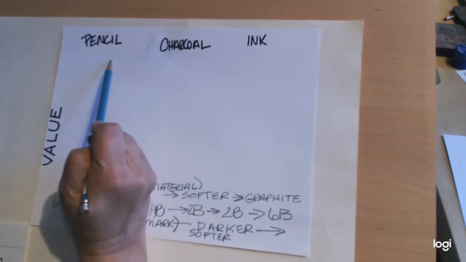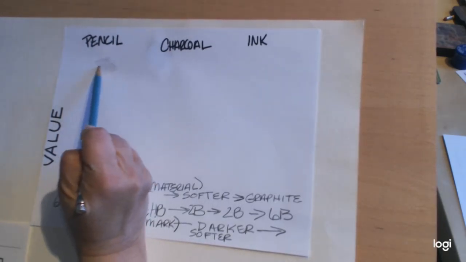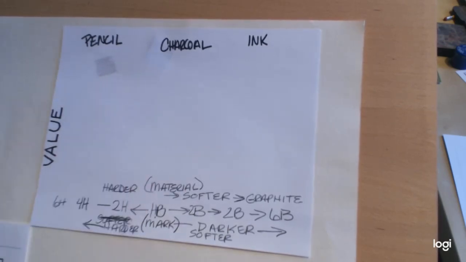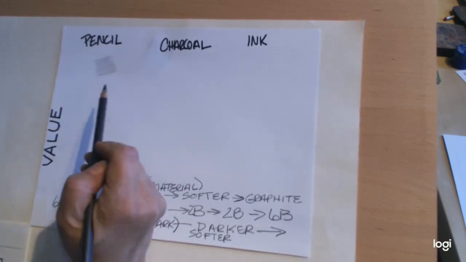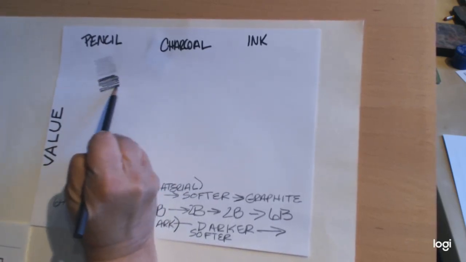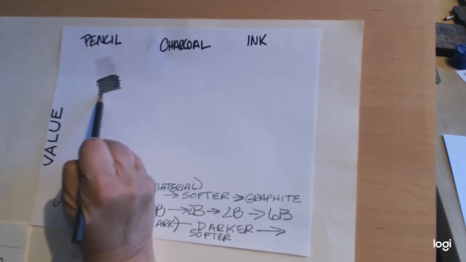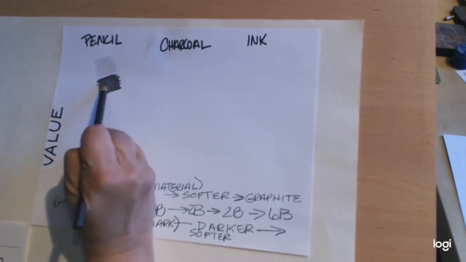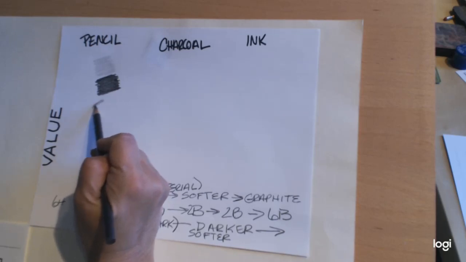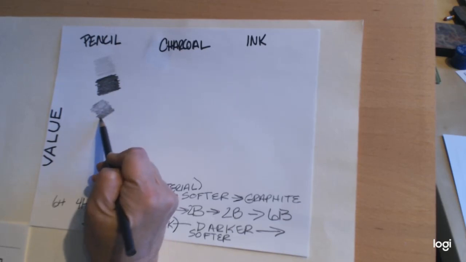A 4H pencil, if I push with the same pressure, is going to be pretty light. If I take a 6B pencil, or in this case an ebony pencil, and push with the same pressure, it's a much softer material. It's going to adhere to the paper a lot faster and make a darker mark. Within that range of pencils, you can push harder and lighter and get a real range of value.